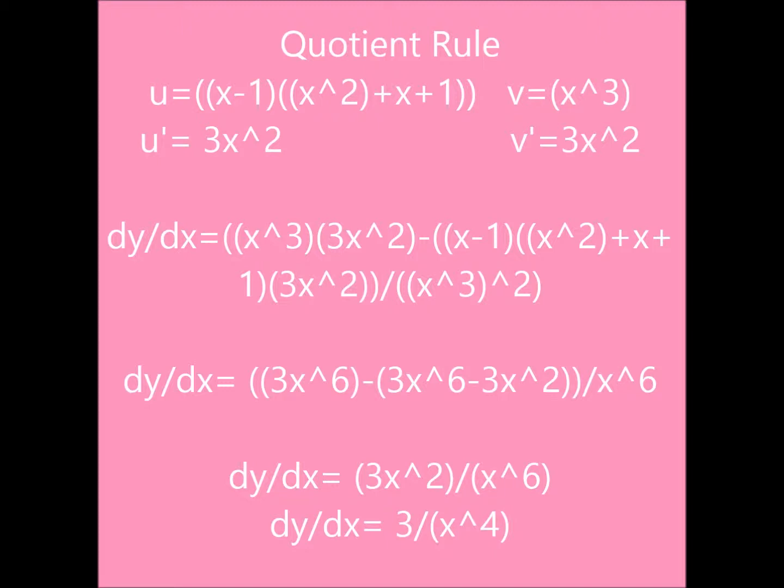This can further be reduced to 3x squared over x to the 6th, which can be reduced again to the final answer of dy dx equals 3 divided by x to the 4th.